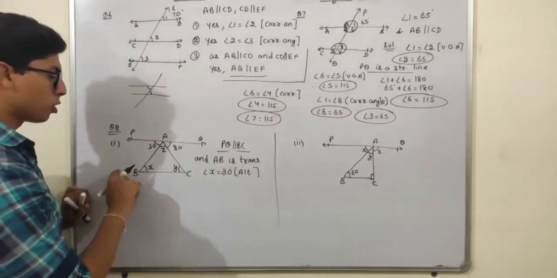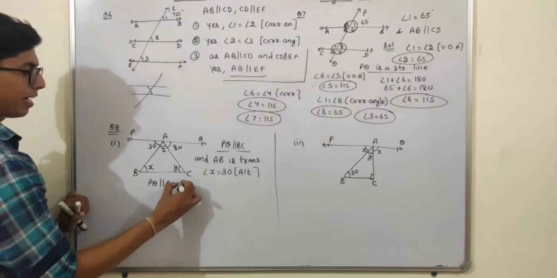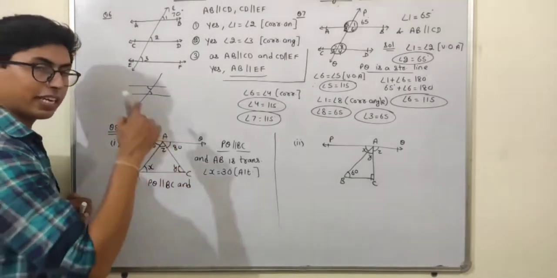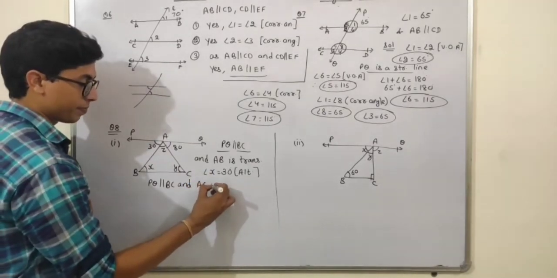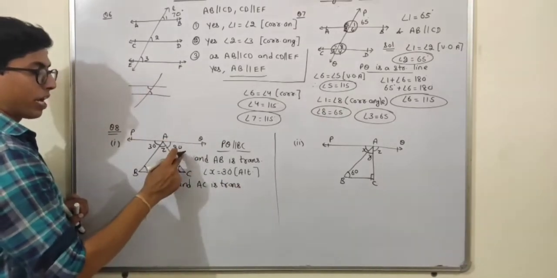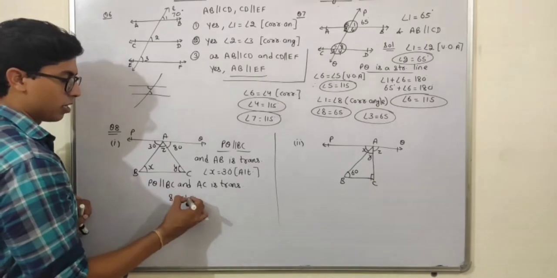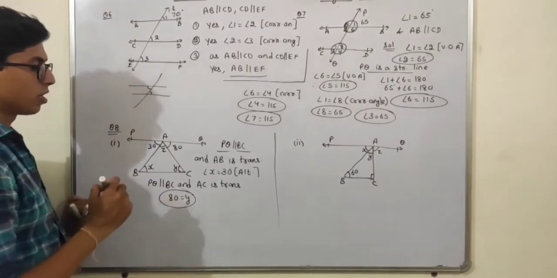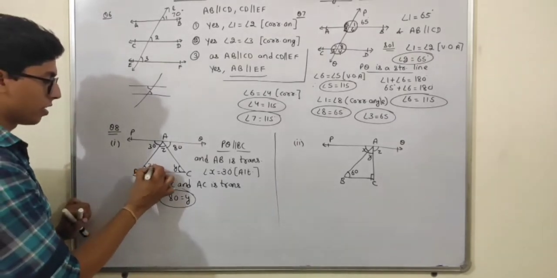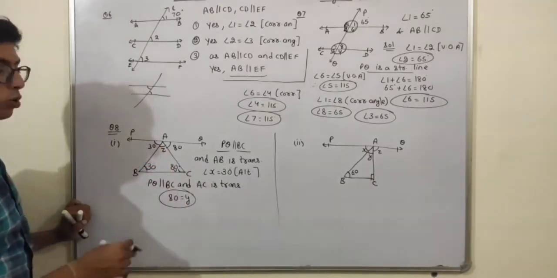Similarly, students, PQ is parallel to BC and AC is a transversal. So this 80 degree angle is equal to this angle Y. So Y is equal to 80 degrees. Now this angle is 30 degrees and this angle is 80 degrees, students. Now I have to find out the value of Z.